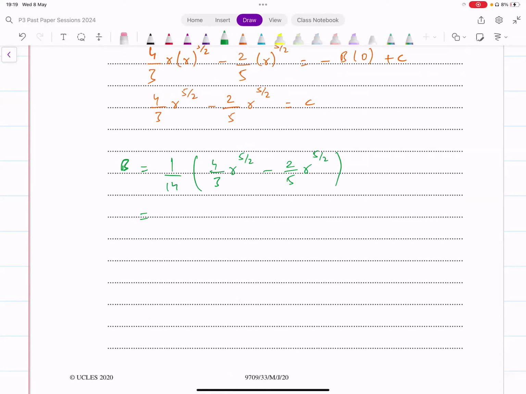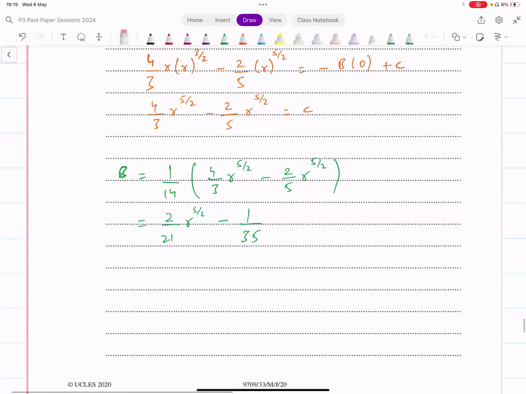4 divided by this 2 over 21. 2 over 21 r raised to the power 5 over 2 minus 2 over 5 and 14. That's 1 over 35. We could actually simplify this. Why did I not simplify this actually? Couldn't we simplify this? C actually becomes 4 over 3 minus 2 over 5. These are the same terms. This is actually giving me 14 over 15.